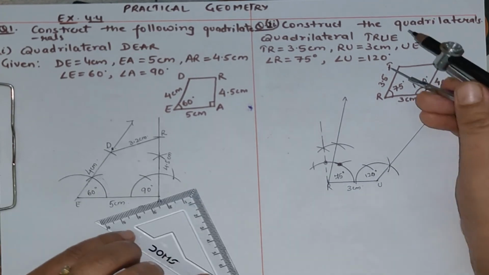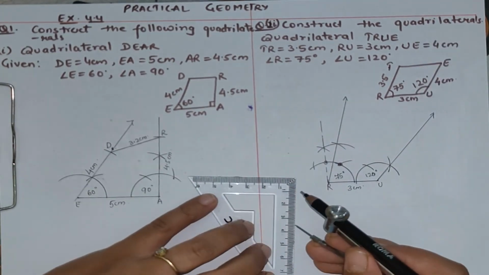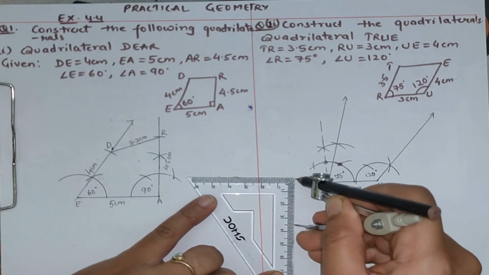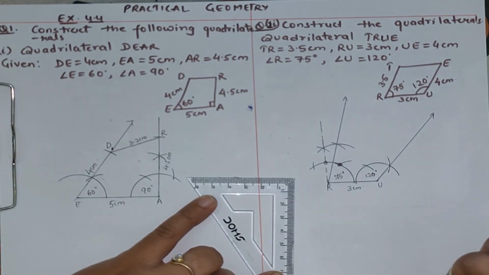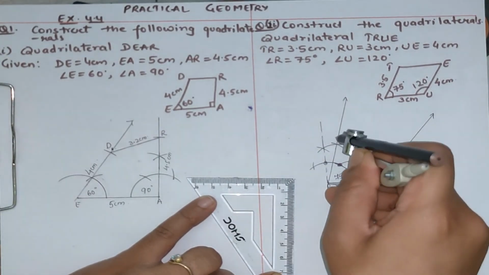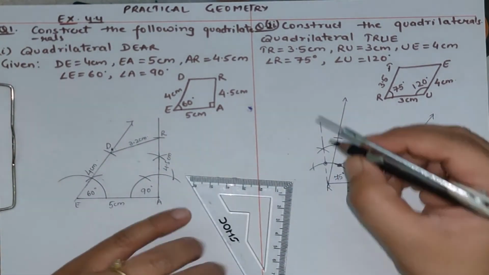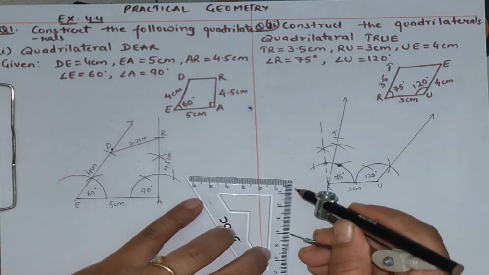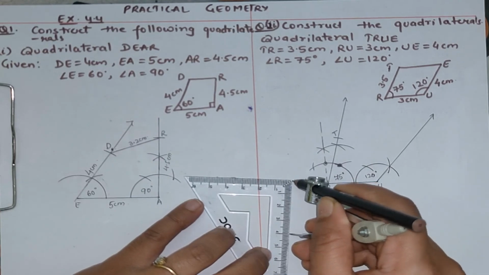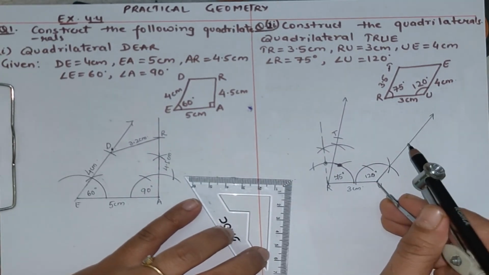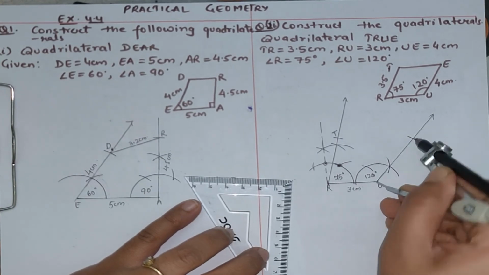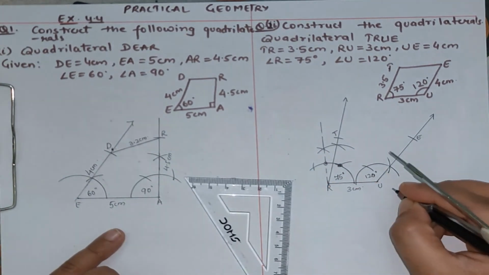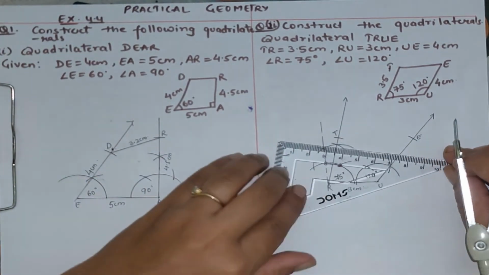Now you have to take the measurement of TR. Take the measurement with the help of ruler and pencil like this, put your pointer on R and cut an arc on this line. You will get T here. Again, take the measurement of 4 centimeters with the help of compass and pencil like this, put your pointer here, cut an arc on this line. So here you will get E. TRUE, here you are with the quadrilateral.